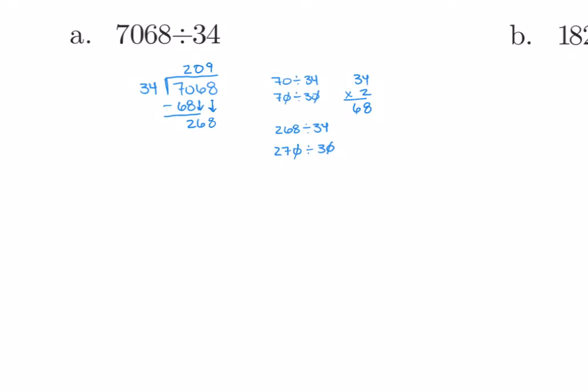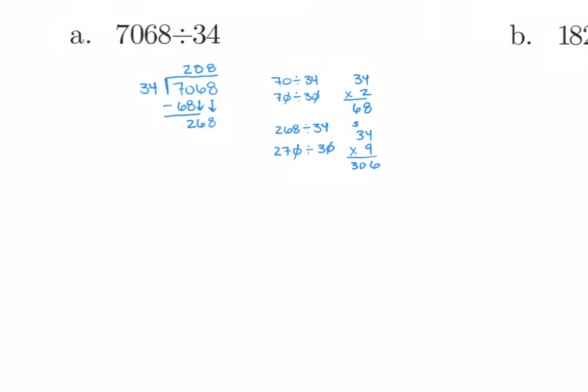So let's go ahead and multiply. 34 times 9, we get 9 times 4 is 36. 9 times 3 is 27, plus 3 is 30. We get 306. But we do have an issue. We can't subtract, so I actually went too big. I'm going to back it off. Instead of 9, I'm going to go with an 8.